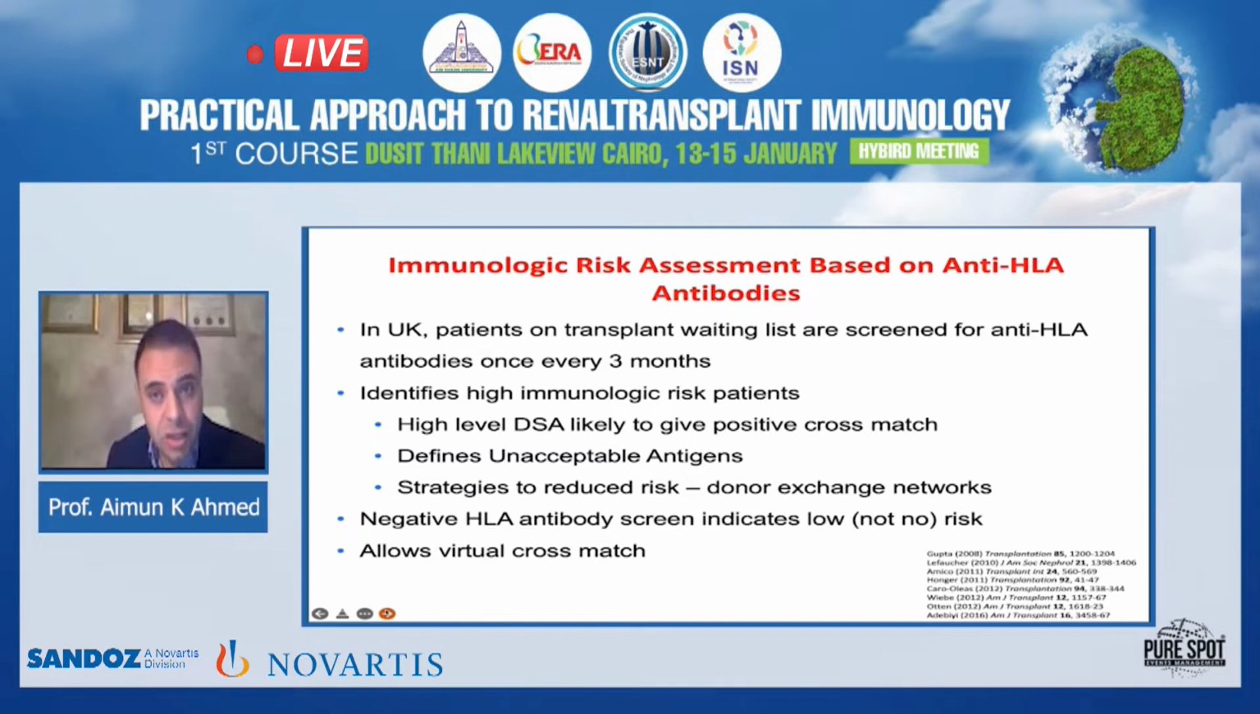Based on the anti-HLA antibodies, for example, in the UK, patients on the transplant waiting list are screened every 3 months for anti-HLA antibodies. Their immunological risk would be assessed according to these antibodies. A high level of donor-specific antibodies is likely to produce a positive cross-match, and unacceptable antibodies against the donor would do so as well, which will classify the risk and help explore strategies to reduce that risk, whether that's desensitization or a donor exchange program.